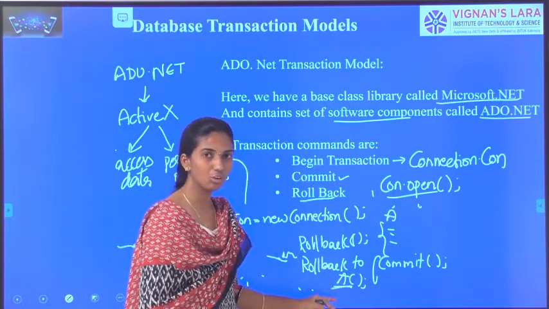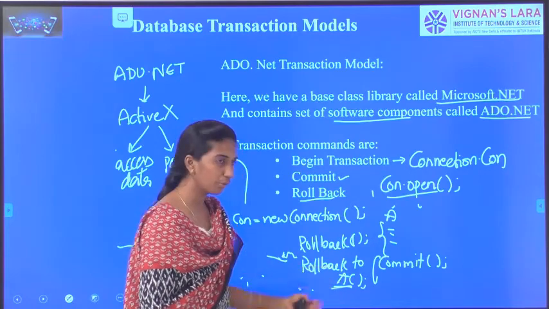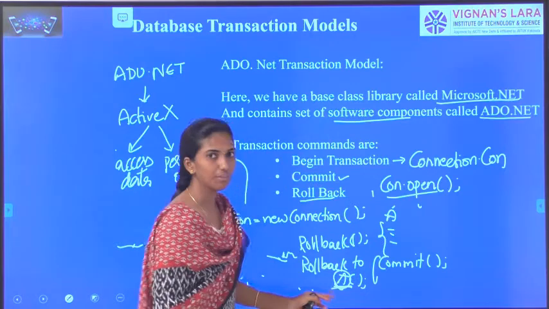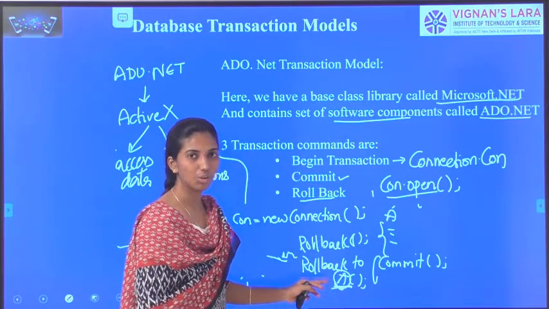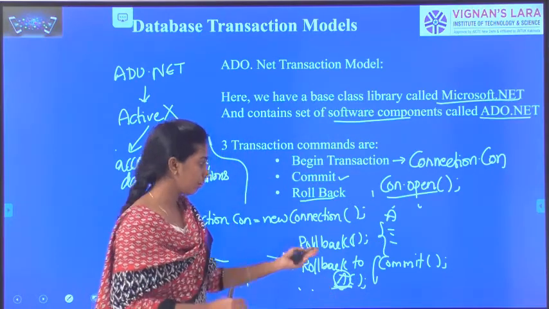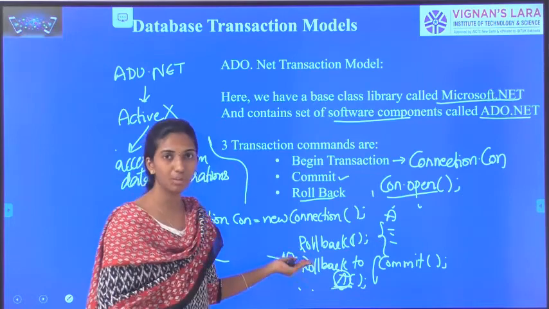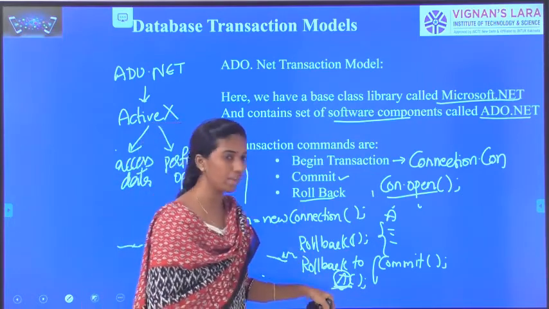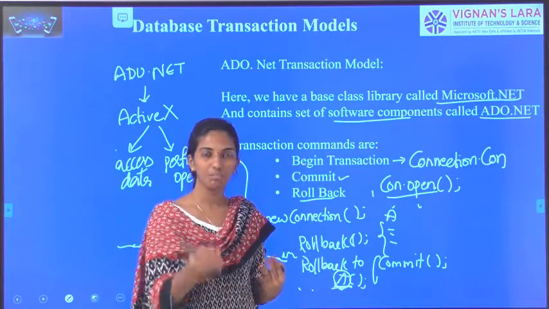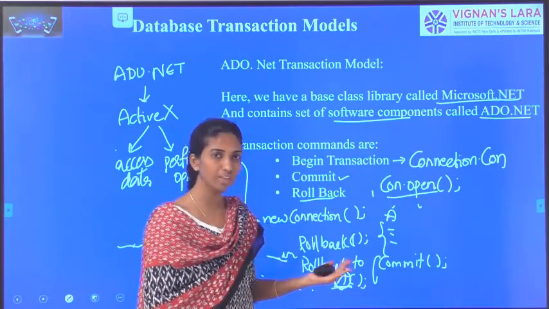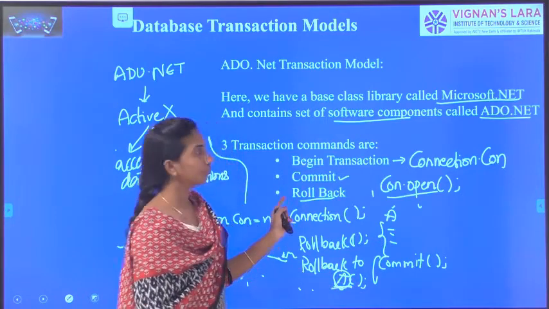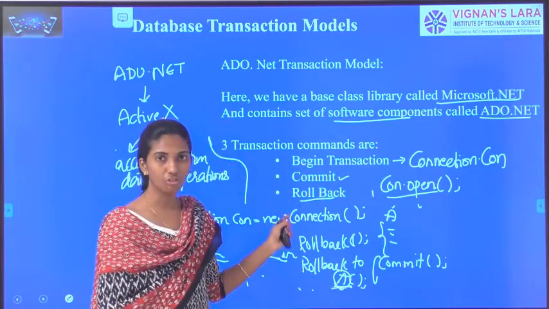So it is going to specify that. You move to a certain previous state which has the save point of A. Okay, that is the use of this rollback command. If we simply type rollback, it moves to the previous commit. If we say rollback to A, it moves to the previous committed state where the checkpoint A is. So these are the three commands in the ADO.NET transaction model.